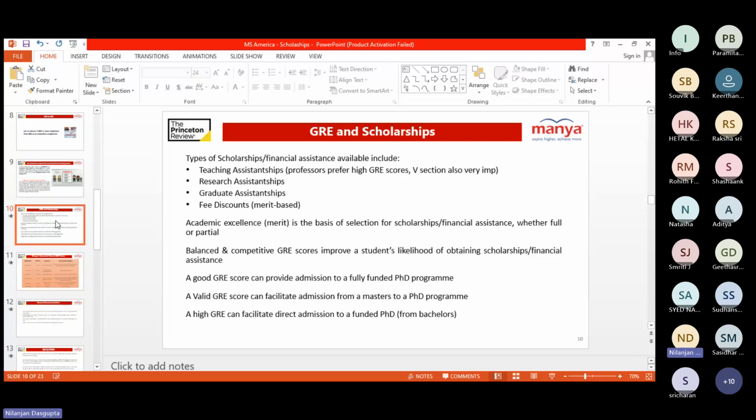Another type of assistantship, scholarship that I have told you, which is technically known as assistantship, normally is available after you reach there, not before you reach there. We'll talk about that afterwards. But my point is, GRE is one of the most important components which actually influences the scholarship and the admission decision of the application committee or admission committee.